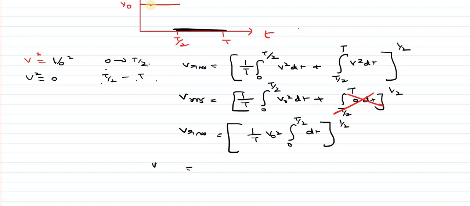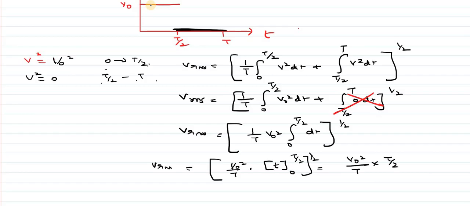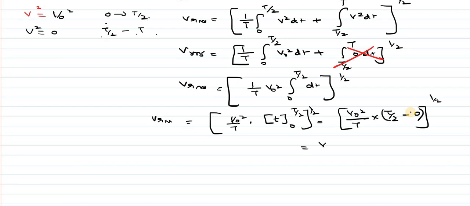So VRMS will be equal to 1 by T times V naught square. The integration of dt is T, between the limits 0 to T by 2, and it is half. So V naught square by T into the upper limit minus the lower limit, which is 0, to the power half. Now it is V naught square by T into T by 2. T cancels, V naught square by 2. So this is the VRMS value.